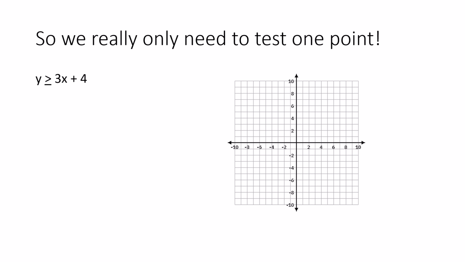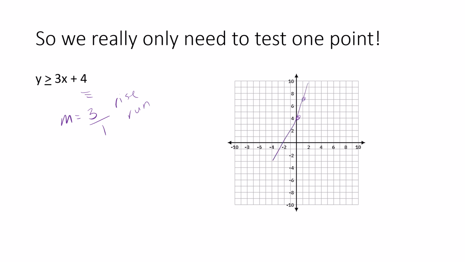So let's take a look at this. We've got y is greater than or equal to 3x plus 4. So I'm going to graph this the quick way that we know. We know that the y-intercept is going to be 4, so put my dot right there. And we know that the slope is 3, which could be written as 3 over 1. So this is rise over run. I count up 1, 2, 3, and over 1.